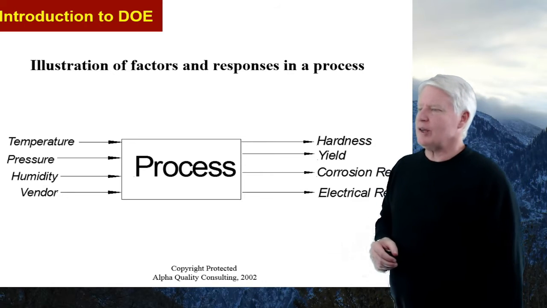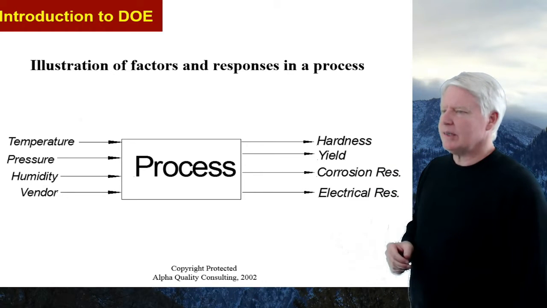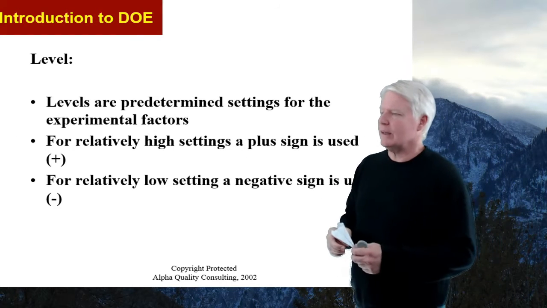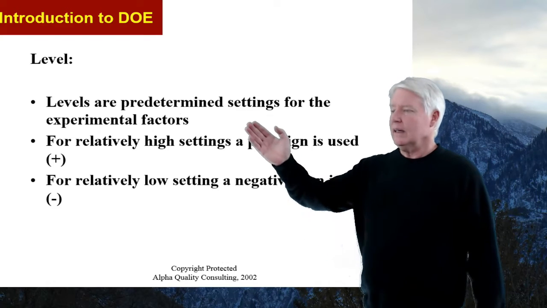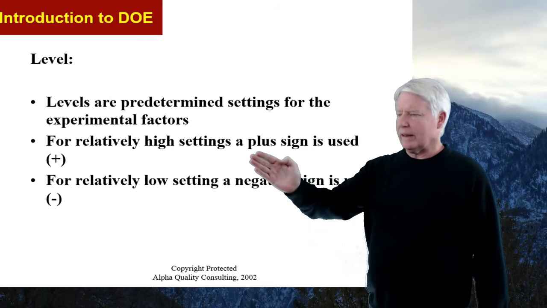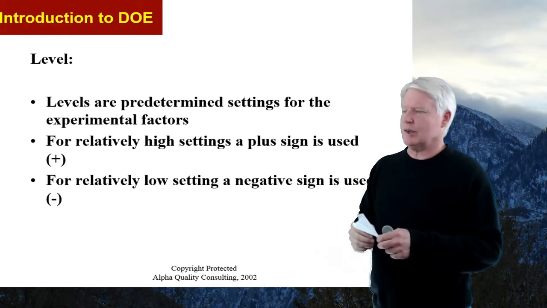All right, illustration of factors and responses in a process. We've already talked about factors and responses, so I'm not going to read through that again. Levels are predetermined settings for the experimental factors. For relatively high settings, a plus sign is used.